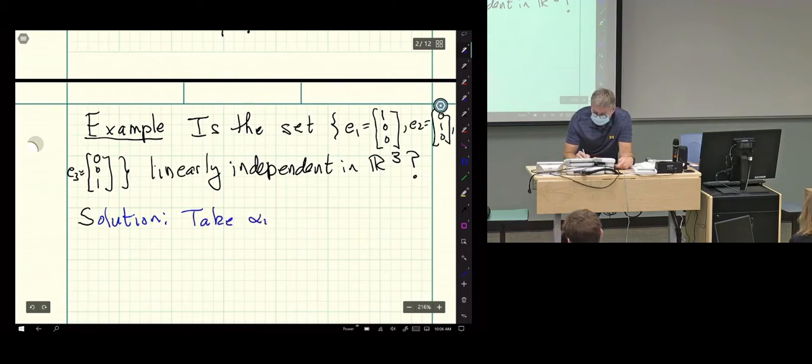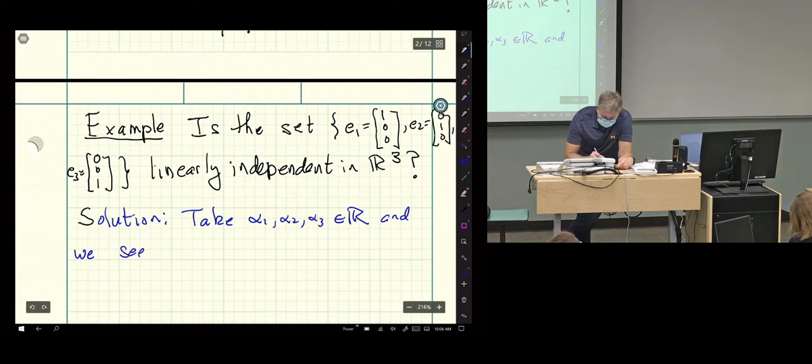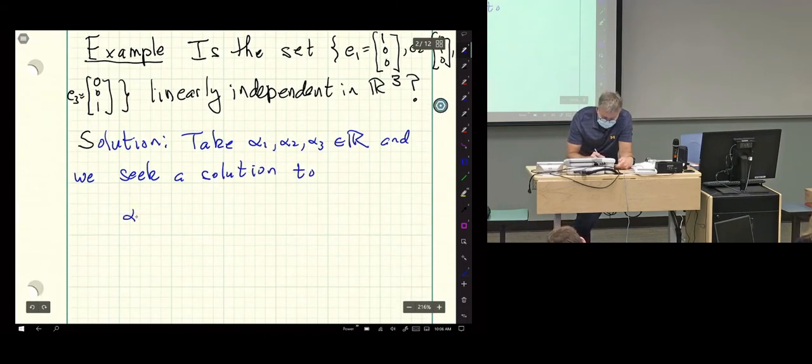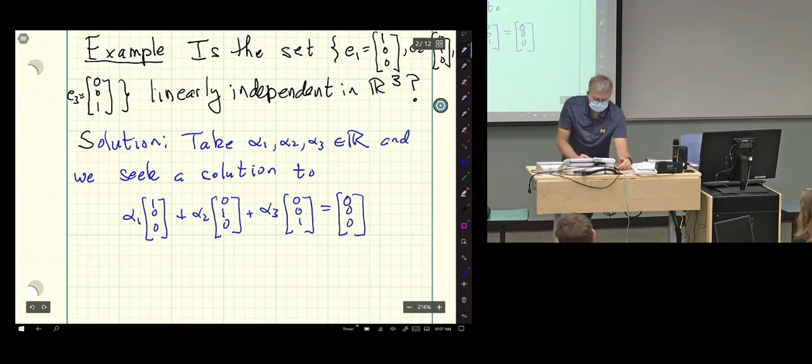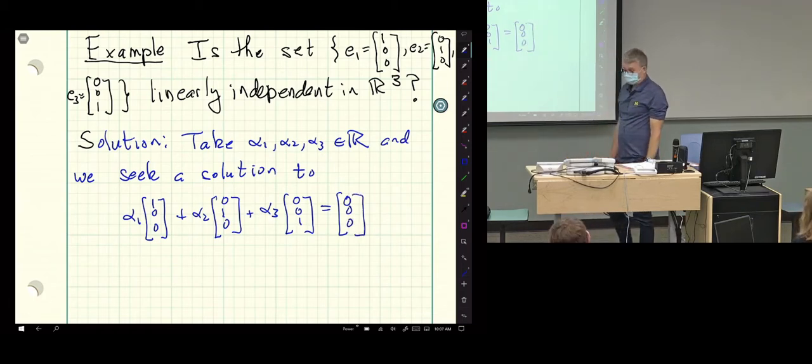So we have three vectors. We take alpha 1, alpha 2, alpha 3, three real numbers. And we seek a solution to alpha 1 times E1 plus alpha 2 times E2 plus alpha 3 times E3 equals the 0 vector in R^3. Okay, let you catch up, write that down.